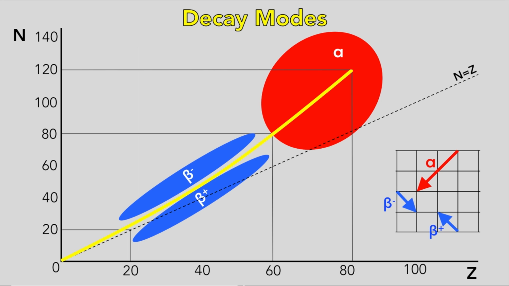You can make beta-minus emitters by bombarding a stable isotope with neutrons, or beta-plus by bombarding it with protons. However, when using protons, they have to have sufficient kinetic energy to overcome the repulsion from the nucleus.